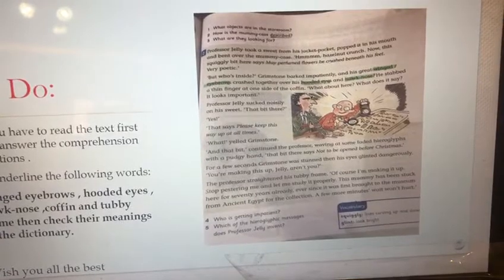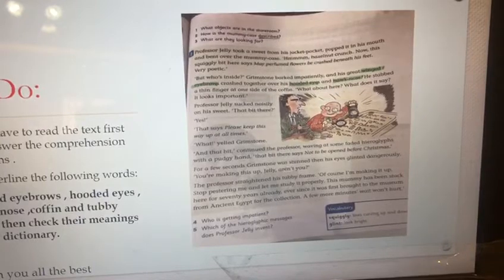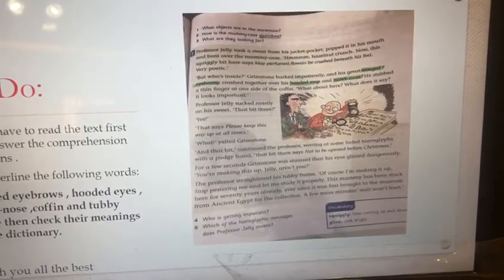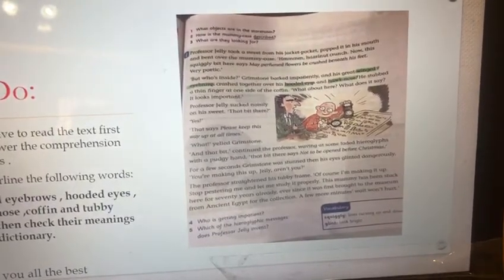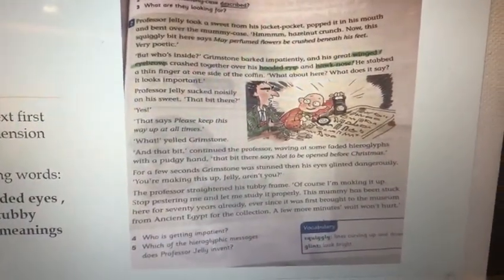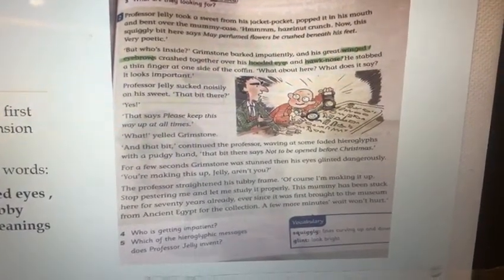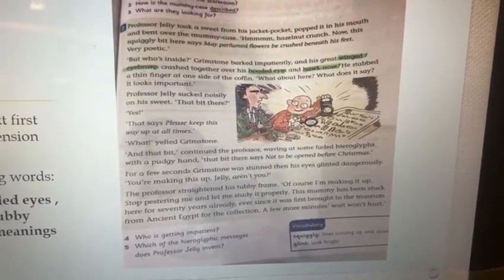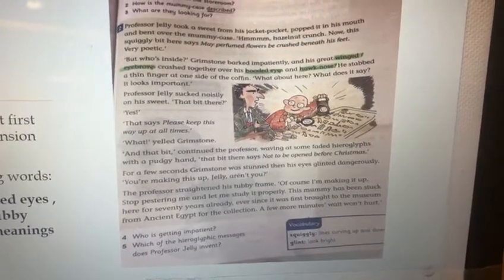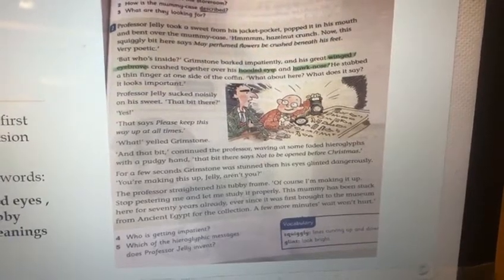Professor Jelly took a sweet from his jacket pocket, popped it in his mouth, and bent over the mummy case. Hazelnut crunch. Now, this squiggly bit here says, may perfumed flowers be crushed beneath his feet. Very poetic. But who's inside? Grimston barked impatiently, and his great winged eyebrows crashed together over his hooded eyes and hook nose. He stabbed a thin finger at one side of the coffin. What about here? What does it say? It looks important. Professor Jelly sucked noisily on his sweet.